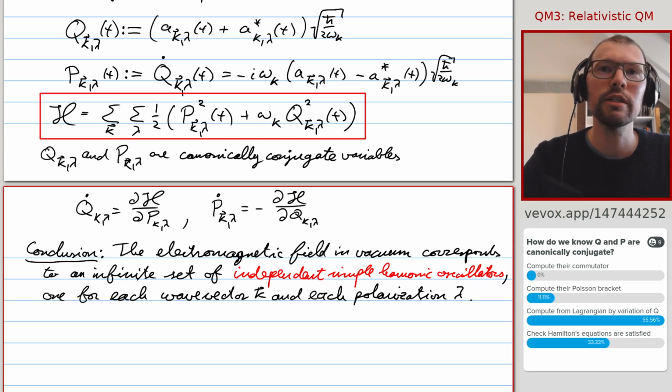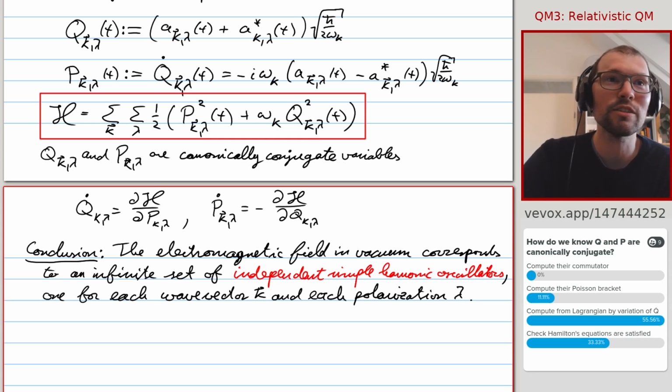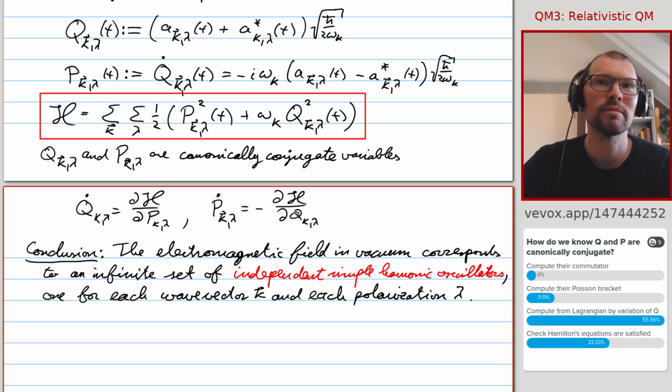So after the break, we'll cash in on this simple representation by, well, what are we going to do? Quantize the simple harmonic oscillator, something that you have already done in Quantum Mechanics 1, I expect. Are there any questions here? Okay, then I suggest we continue at 4:30.